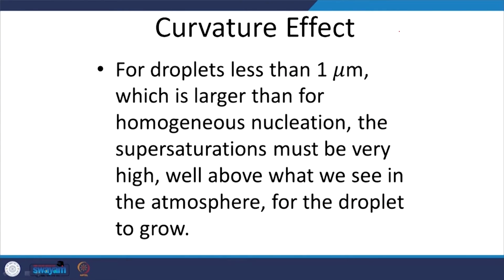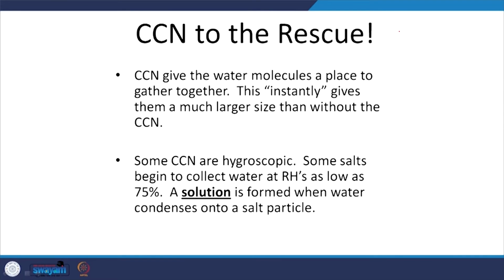Right. So, for droplets whose size is less than 1 micrometer, which is typical for homogeneous nucleation, the supersaturation values must be very high, well above what we see in the atmosphere, for the droplet to grow. Homogeneous nucleation is the one which happens in the absence of any cloud condensation nuclei or any foreign particle. But in reality, we would never realize homogeneous nucleation because it happens at nearly 400 or 500 percent RH, which does not really exist.